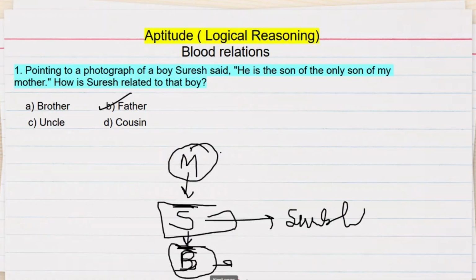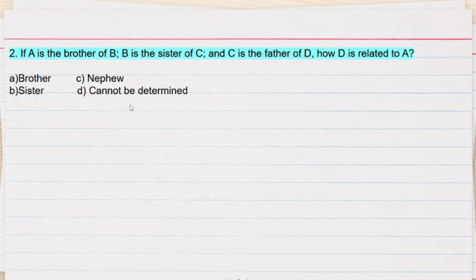Now, moving to the next question. Okay, we are given alphabets here, like A, B, C, D. If we are not given any alphabet, we can assume them ourselves, but make sure that the alphabet is not repeated anywhere else as another person in the statement itself. Otherwise, it will create confusion. Okay.